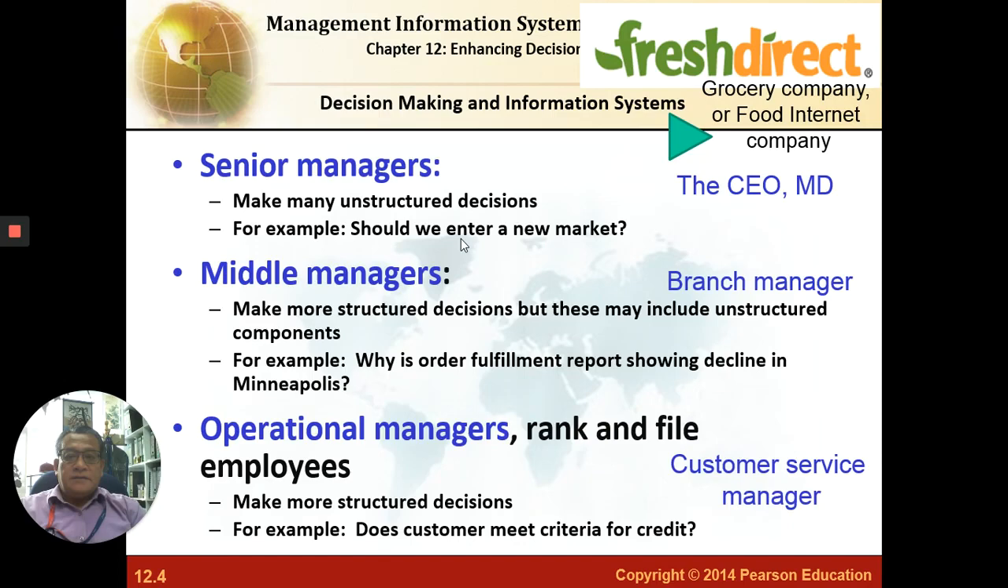Senior managers normally make much more unstructured decisions. For example, related to investment, or whether they should enter a new market or open up a new outlet. Those decisions are normally made by the CEO and the managing director of a company, because it is a high-level decision and it costs bigger expenses to the organization.